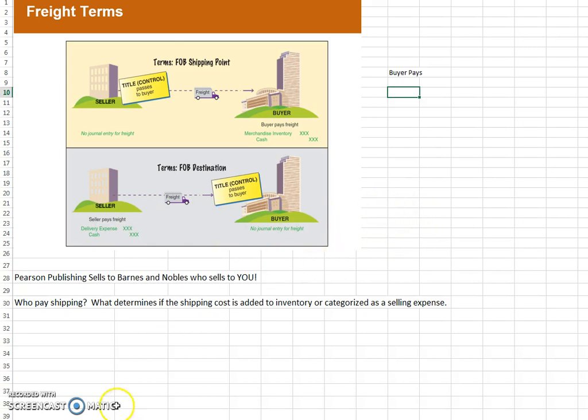Okay, so let's recap this right here. Who pays shipping? Well, it depends. If it's FOB Shipping Point, the buyer pays. If it's FOB Destination, the seller pays. What determines if the shipping cost is added to inventory or categorized as a selling expense? Well, when the buyer is buying inventory, it's debited to inventory. When the seller is selling the inventory and pays for it, it is delivery expense, which is a selling expense.